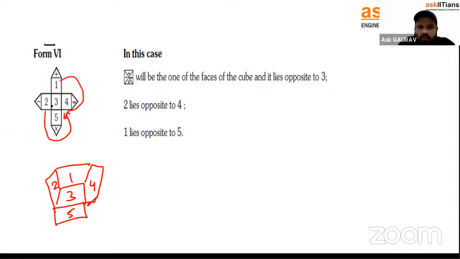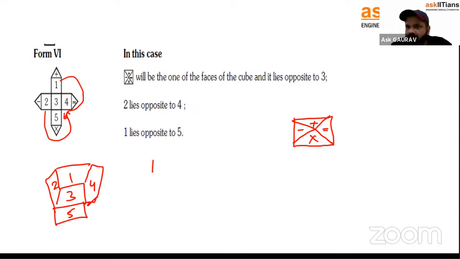And on the top of 3, all this plus, minus, like this figure will be there on the top. It will be minus, plus, is equal to, and cross multiply. Is it clear? Imagine form 6 as your box, as an open box.